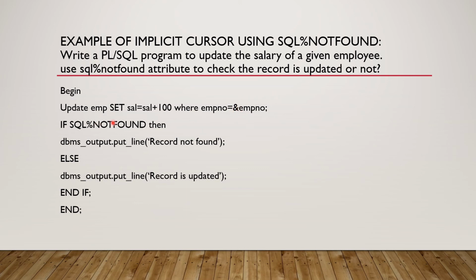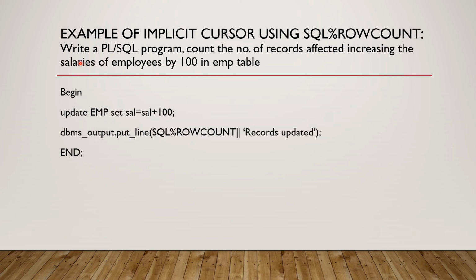Now we are using %NOTFOUND. If SQL%NOTFOUND, then record not found. Else record is updated. So it's a very simple program. Basically it shows the use of %NOTFOUND with implicit cursor, right? Now this is the example of implicit cursor using SQL%ROWCOUNT.